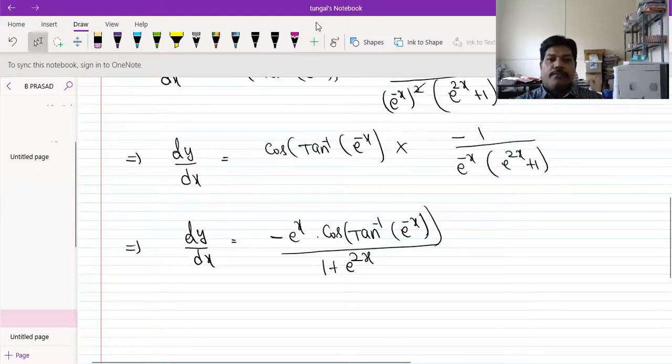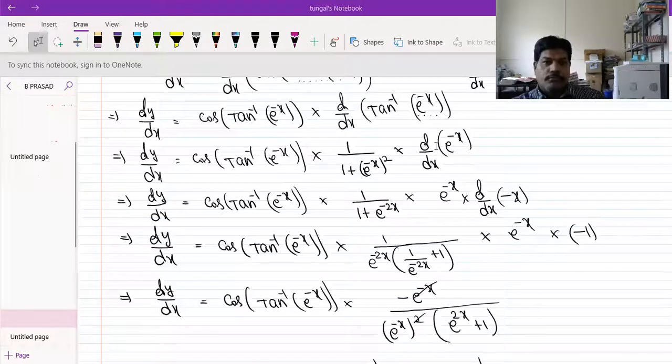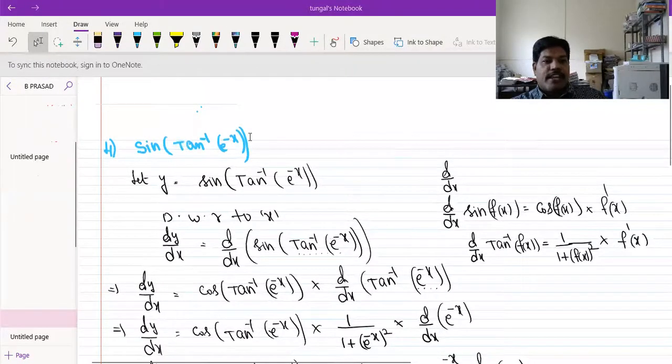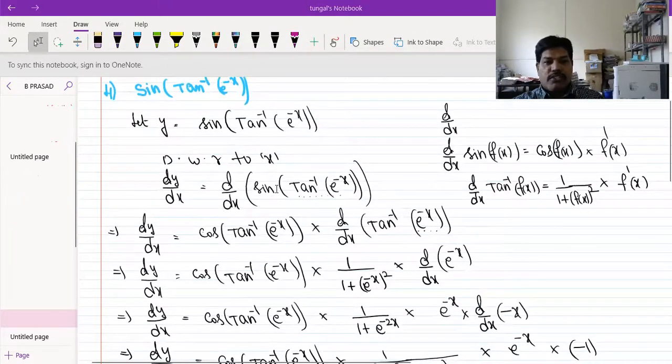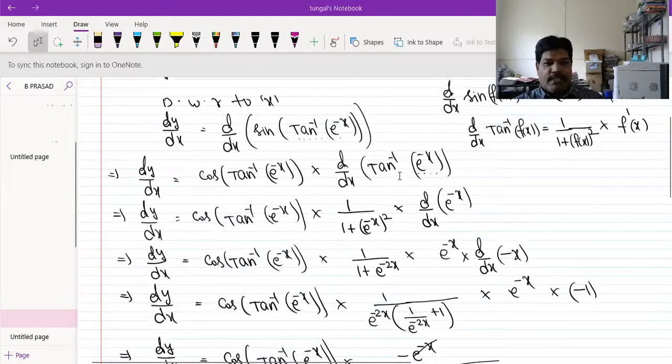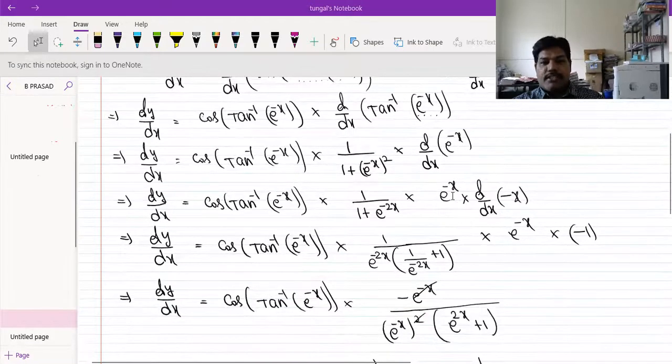So see that question, students. Sin of tan inverse of e power minus x. So y is equal to sin of tan inverse of e power minus x. Differentiate this function. So total 3 functions are there. So sin f of x derivative is cos f of x into derivative of tan inverse of e power minus x. Derivative of tan inverse f of x is 1 by 1 plus f of x whole square, into the derivative of e power minus x, which is e power minus x into derivative of minus x.